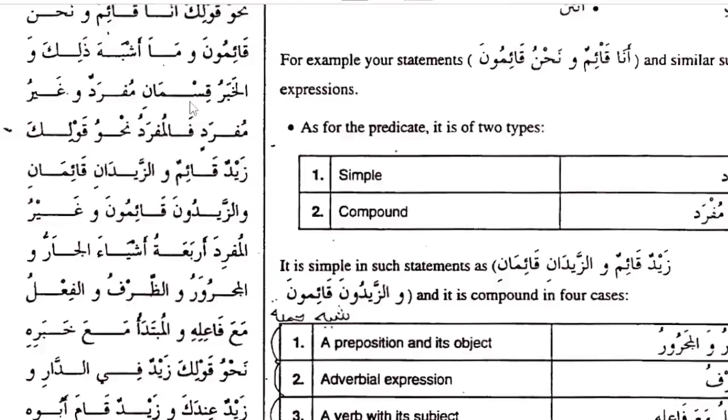Now let's look at the khabar. The khabar, he says it can be of two types. Like I just said, the khabar is what gives information about the subject. Example, Muhammad is going to school. So apart from Muhammad, all the other remaining words give information about Muhammad. It gives information about what Muhammad is doing. So that part is what we term as the khabar, the predicate. Hope that is clear.